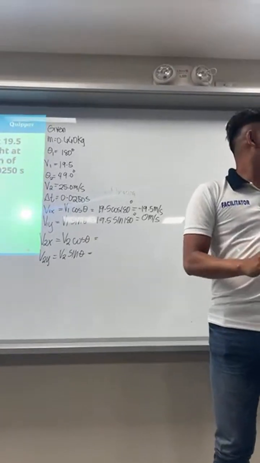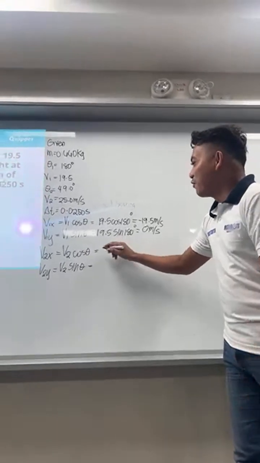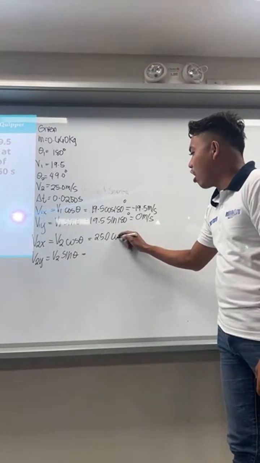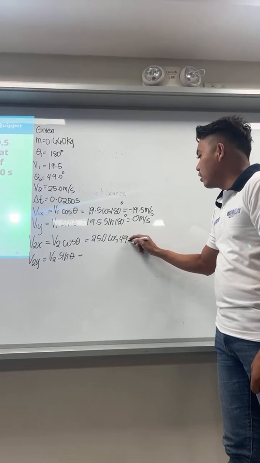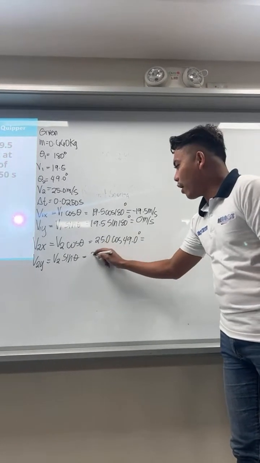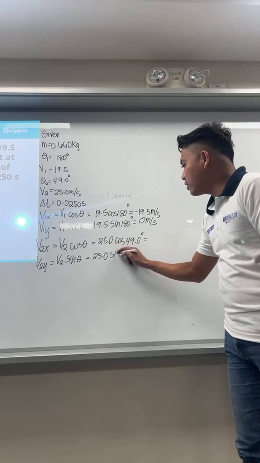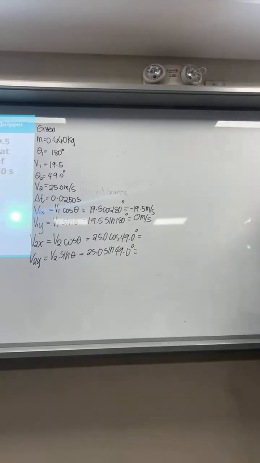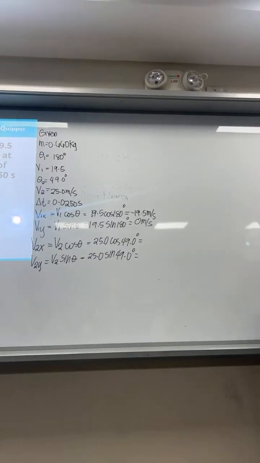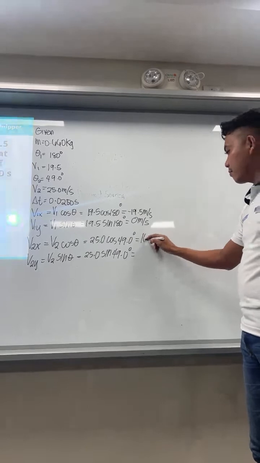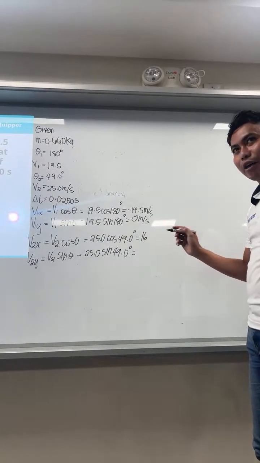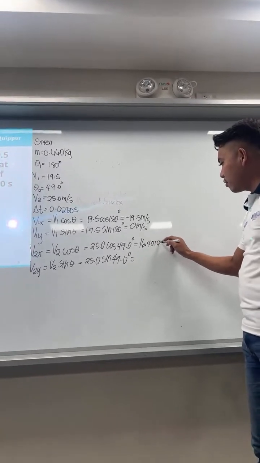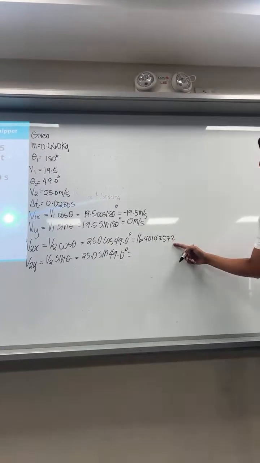V2, the final velocity, is 25.0 cos 49 degrees, then 25.0 sin 49 degrees. What's the answer? Use the calculator to get the exact value. 16.40147572. Tama?